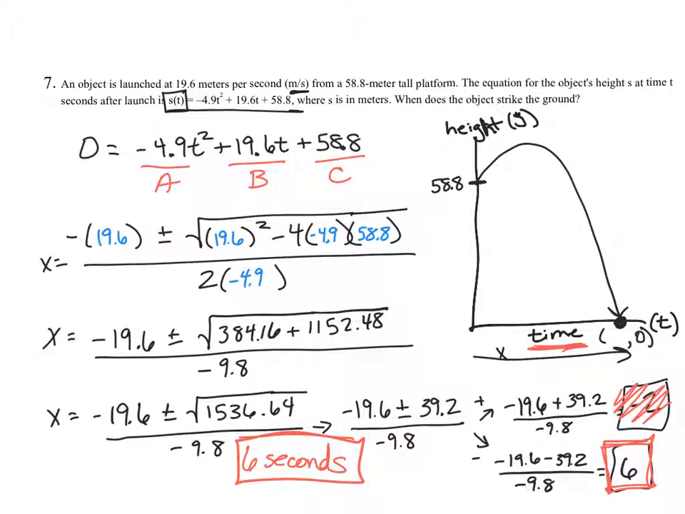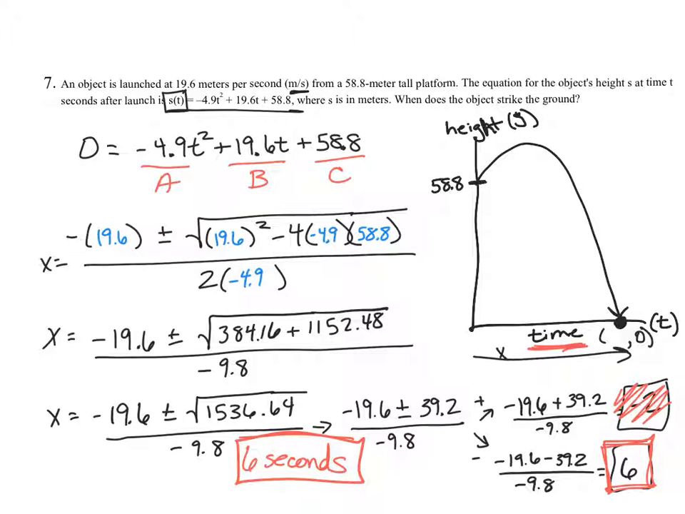So an object is launched at 19.6 meters per second from a 58.8 meter tall platform. So this platform is 58.8 meters tall, and this item is launched off of it. So let's launch this item off of it. This is the meters. When does the object strike the ground? So we need to find this point right here.